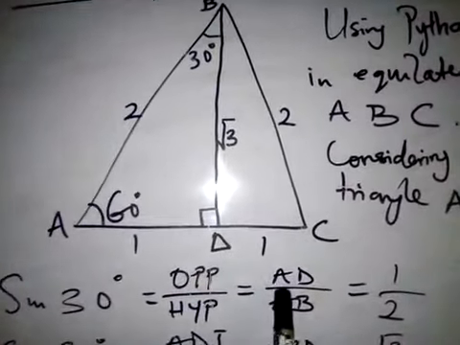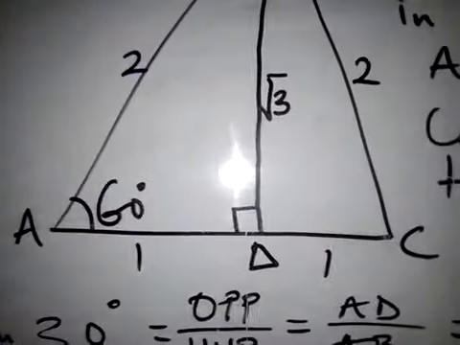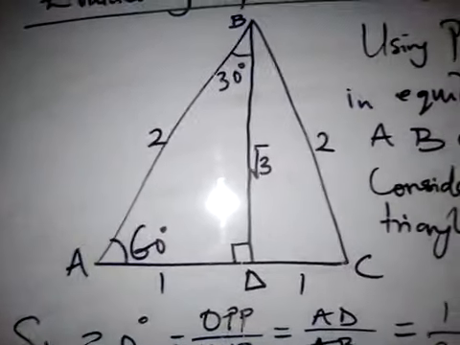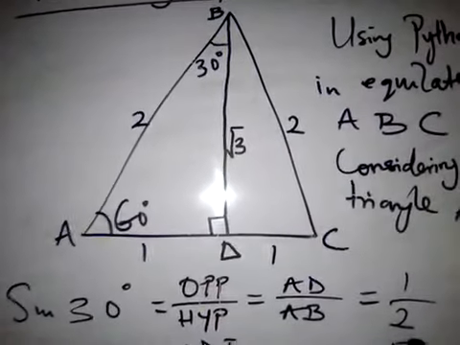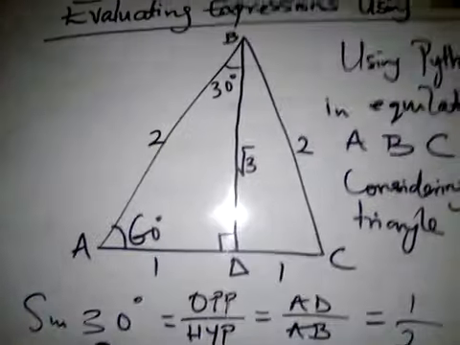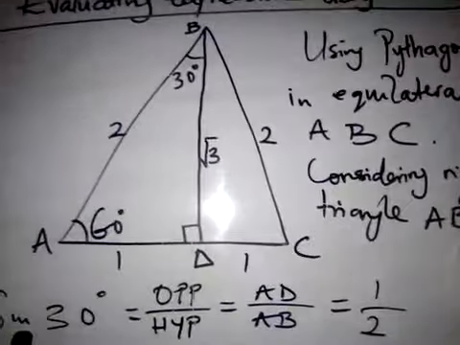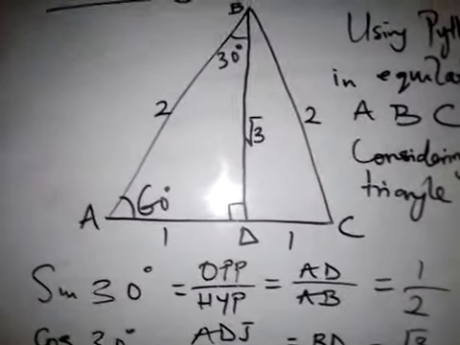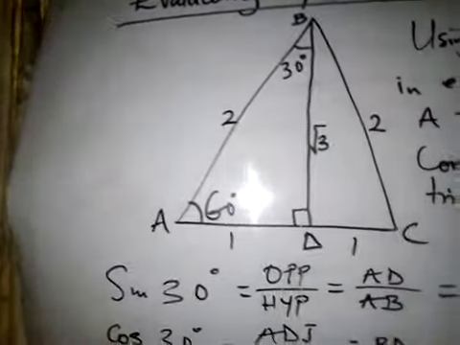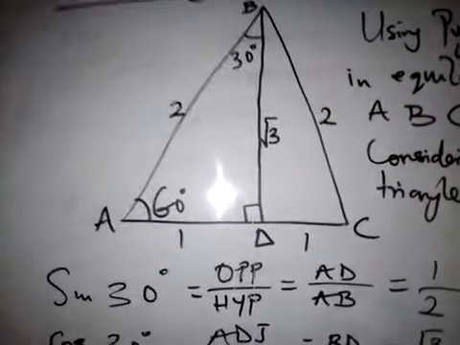So what is the value of AD? The value of AD is 1. Do you understand now? While the value of AB is what? Is 2. So with this, we know that using the equilateral triangle, dividing the equilateral triangle ABC, our sine 30 is what? 1 over 2. Understand that? That is sine 30. So that is how sine 30 equals 1 over 2 is gotten. So let's go to cos 30.